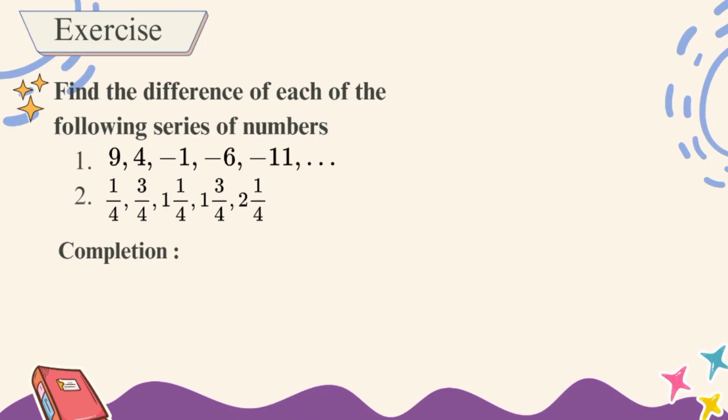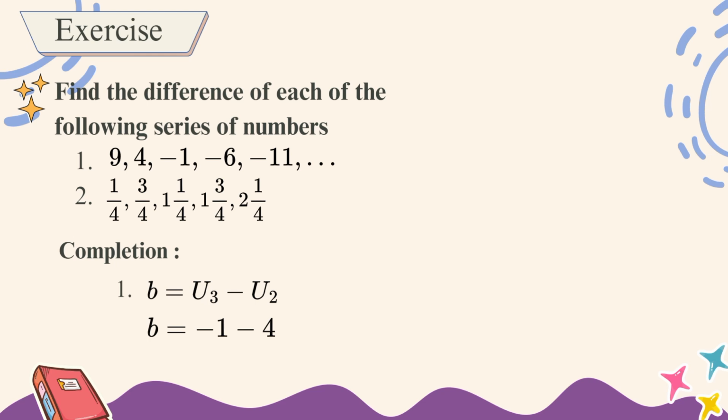To make us understand better, let's practice. Find the difference of each of the following series of numbers. Number 1: 9, 4, minus 1, minus 6, minus 11. The completion of number 1. For example, we make b with U3 and U2, so b equals U3 minus U2, with U3 is minus 1 and U2 is 4. So we get b equals minus 1 minus 4. b equals minus 5.